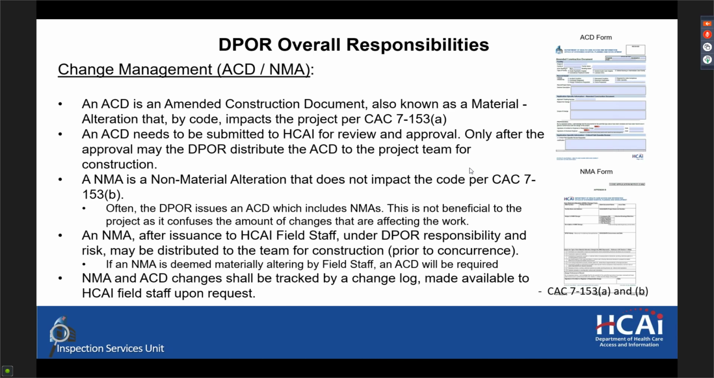Also, if you read CAN 1-7-153B, you'll see that if an NMA is issued to field staff and field staff has not responded within 30 days, that NMA is deemed concurred with. But if a field staff member rejects the NMA and says that it is materially altering, then the DPOR should be submitting an ACD for that. Or, if they don't want to, then they can say that that's not going to be part of the project scope.